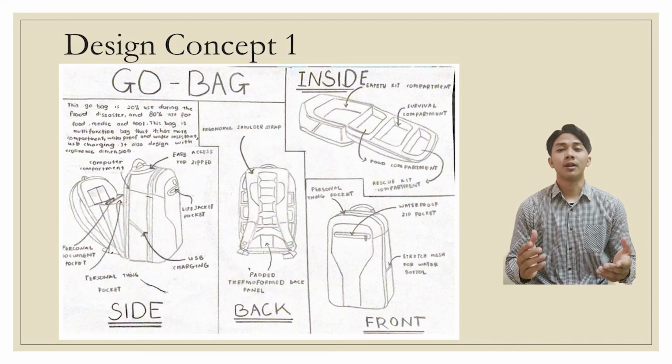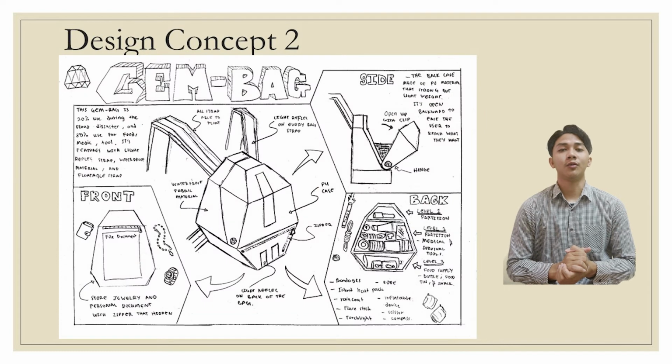For design concept 1, Go Bag is the name. It looks like a laptop bag concept with organized compartments, and also has a USB charger and comes in waterproof. Okay, next we go to design concept 2, which is Gem Bag. Like its name, it looks like a gem jewelry concept. It has level compartments 1 and 2, and the bag can be opened with a clip-like hinge.